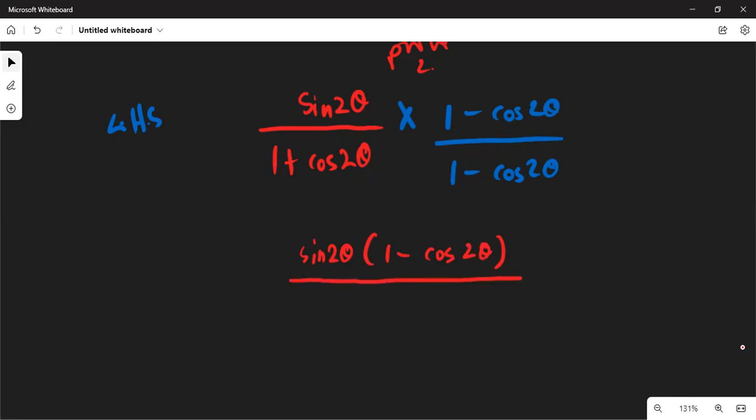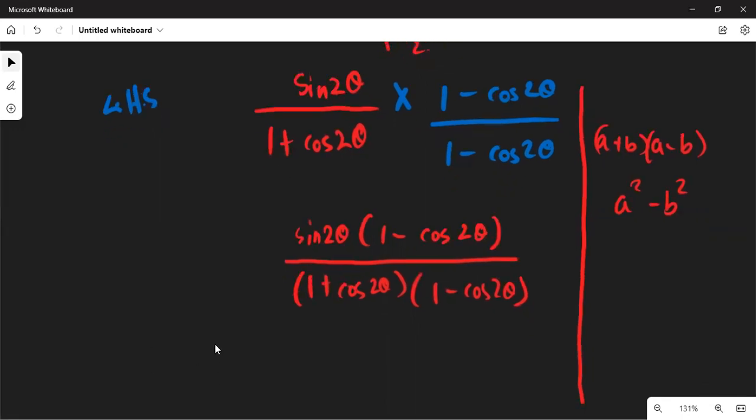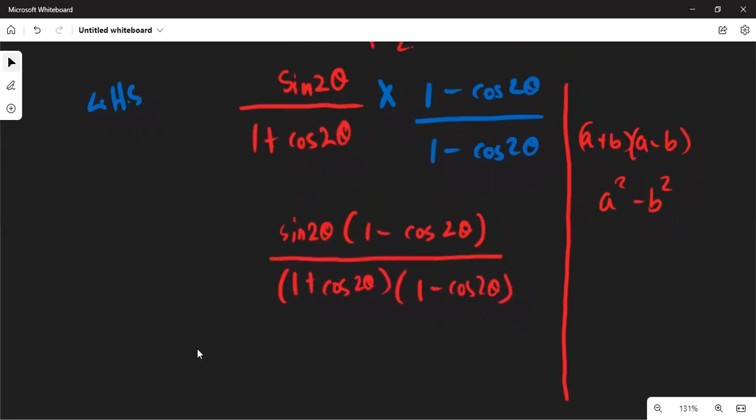But by multiplying these two, I want us to see what is happening. Okay, let me just write the bracket. Maybe it's going to make sense after writing it down. So this is 1 minus cos 2 theta here. All right, the major important part that I wanted us to achieve was this one: A plus B into A minus B. From your O-level mathematics, you know this is the difference of two squares, which is A squared minus B squared.